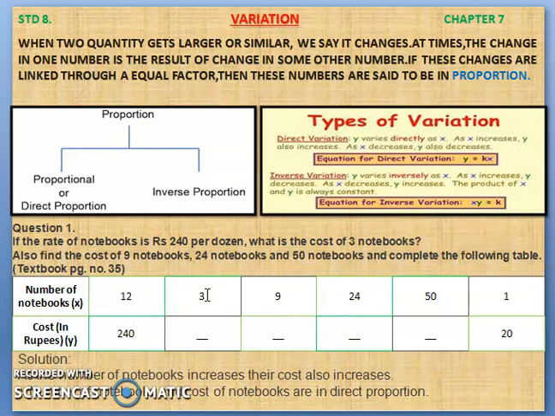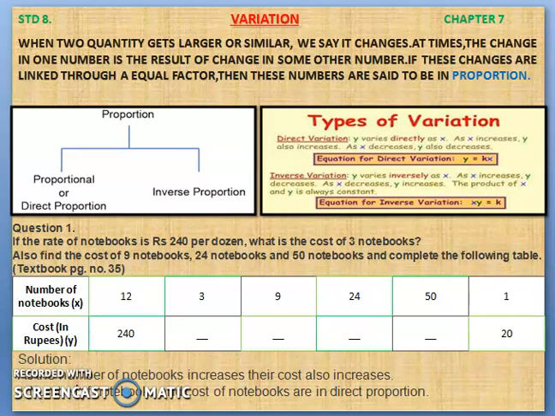It will be more clear when we solve one question, which is there in your textbook page number 35. If the rate of notebooks is rupees 240 per dozen, what is the cost of 3 notebooks? Also find the cost of 9 notebooks, 24 notebooks, 50 notebooks and complete the following table. In the solution, you can see the table over here. Notebooks is given as x and cost in rupees is given as y.